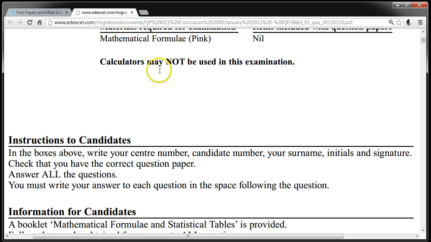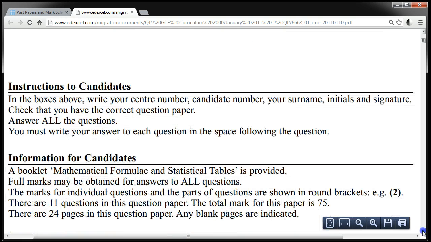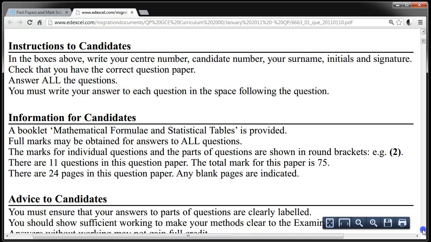We need to fill the boxes at the top, of course, prior to the examination. We can't take a calculator in to this particular examination. Here's the instructions. The candidates answer all questions. There's plenty of room to answer the question in the space provided. We've got a booklet and tables. Full marks to answer all questions, of course. We've got the marks on the right hand side to give us a rough guide.